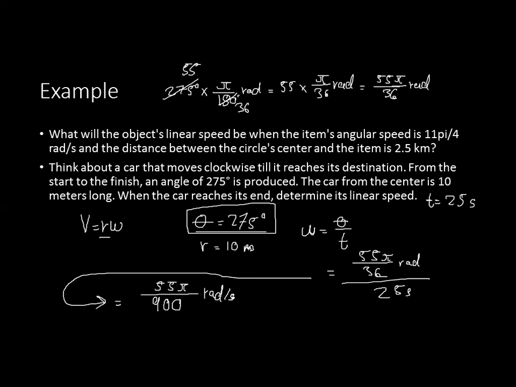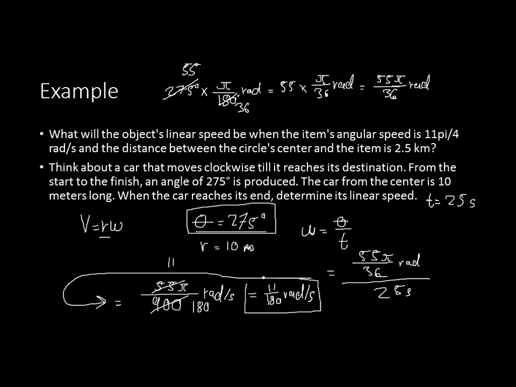We can simplify this one because both of these numbers, 55 and 900, are divisible by 5. So 55 divided by 5 is 11, and 900 divided by 5 is 180. Am I right? Yeah, 180. So your angular speed is 11 all over 180 radians per second.